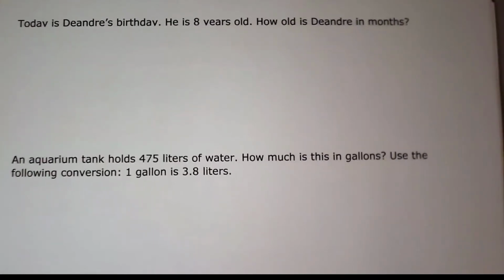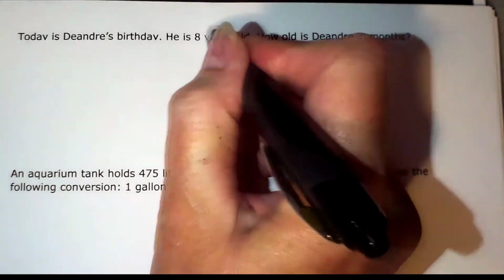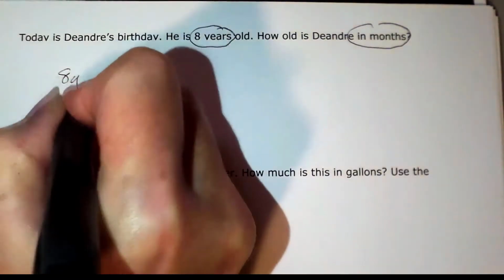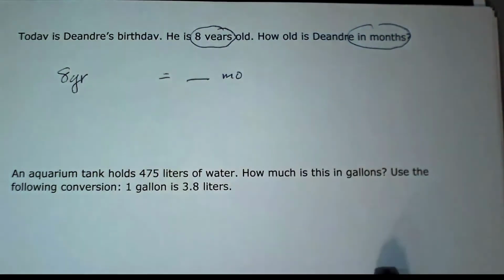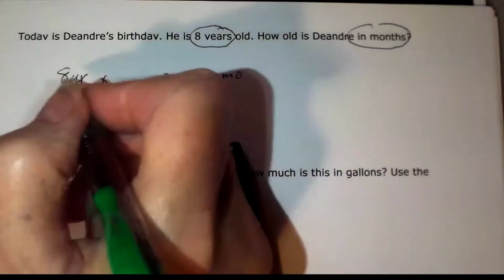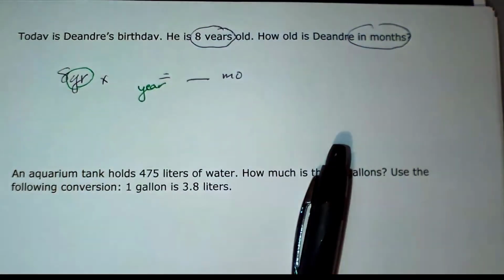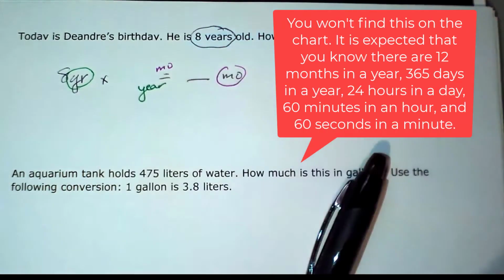So sometimes you won't be given that chart, even in ALEKS. Sometimes it's just words. So here we have, today is DeAndre's birthday. He's 8 years old. So we're talking about 8 years. And they want to know how many in months. So I would have 8 years equals some amount of months. So because I have years here, I want years on the bottom. And I want to end up with months, so I have months on the top.